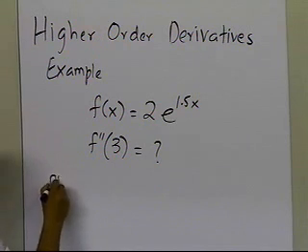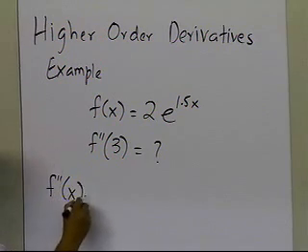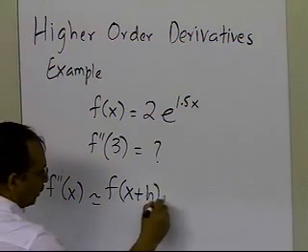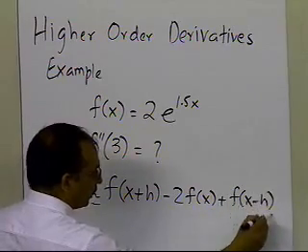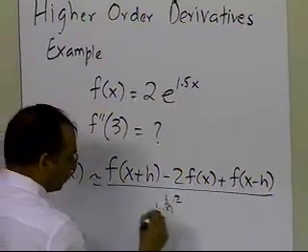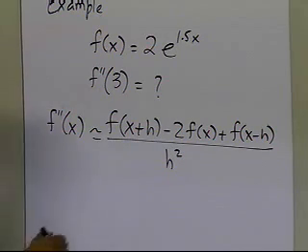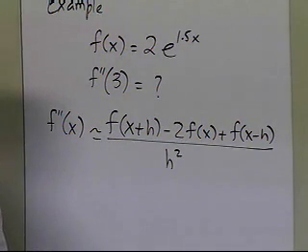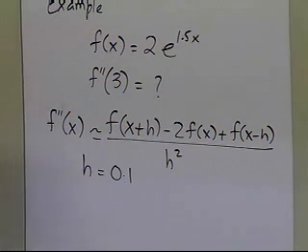So we know that f double prime of x is approximately equal to, this is the central divided difference formula, f of x plus h minus 2 times f of x plus f of x minus h, divided by h squared. And that's the central divided difference scheme for the second derivative of the function. So I do need the value of h, which is my step size, in order to be able to calculate this second derivative of the function at 3. So let's suppose somebody tells me, hey, go ahead and use h equal to 0.1.